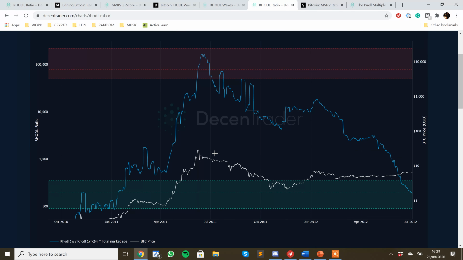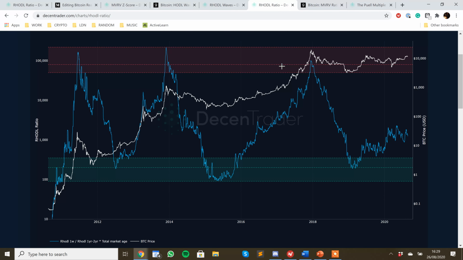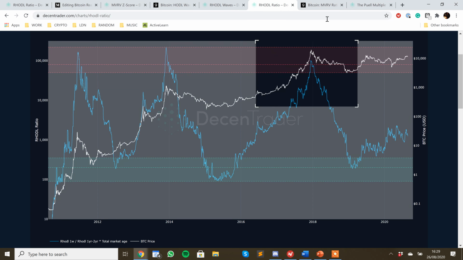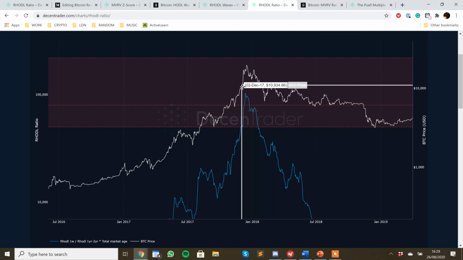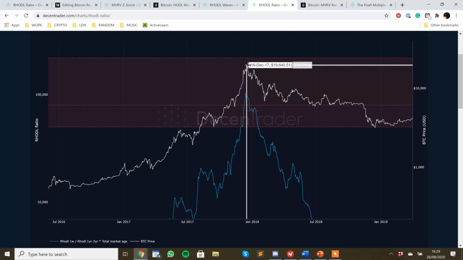which is obviously a pretty hard thing to do, because Bitcoin, I think, even last cycle only spent something like 10 days above 10K before it then actually topped out. I can't remember. Let's have a look. Yeah, it's the 1st of December, and then we topped out 2 weeks later.